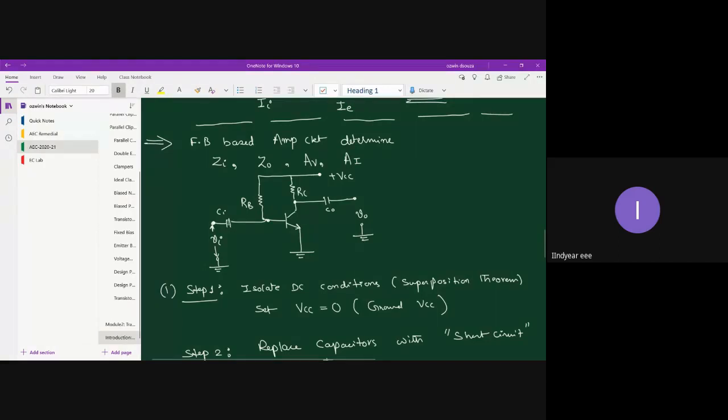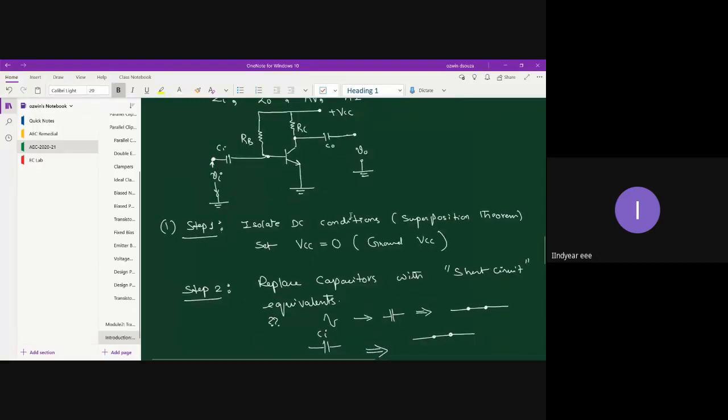The task of these two capacitors is to block DC signals, right? Because capacitors offer infinite reactance to DC current, and they offer finite reactance to AC current. Hence, they isolate DC conditions, because amplifier operation is purely AC operation and biasing operation is purely DC operation. All right, so with that note, we could isolate DC conditions.